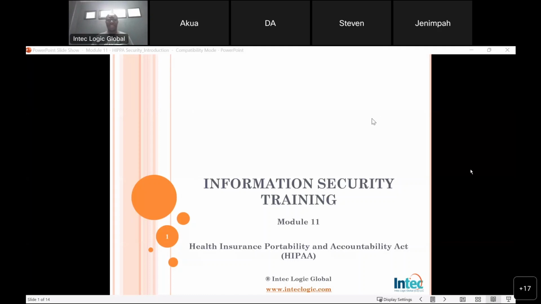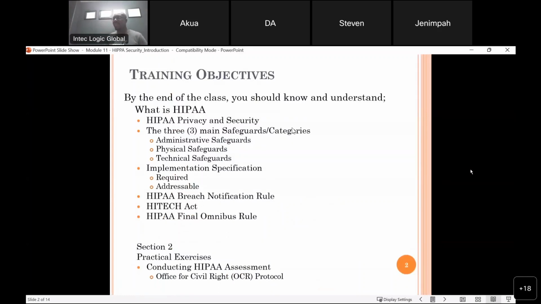So today we're going to start the healthcare. So Health Insurance Portability and Accountability Act, popularly known as HIPAA. HIPAA is also an interesting area. It basically has to do with the healthcare environment, how protected health information, or PHI, is protected. In some literature, they call it personal health information, right? But the right word is protected health information. So this is the outline.